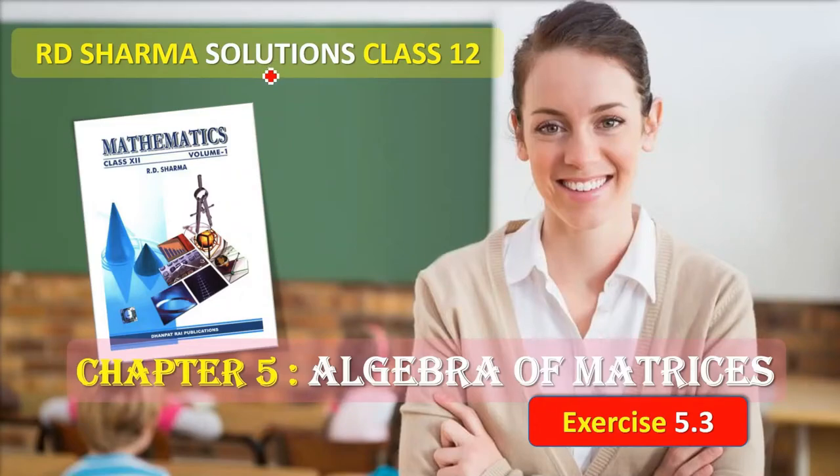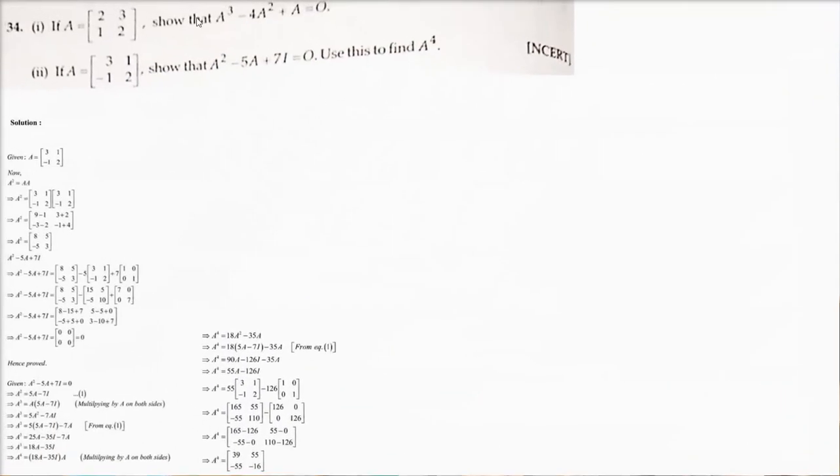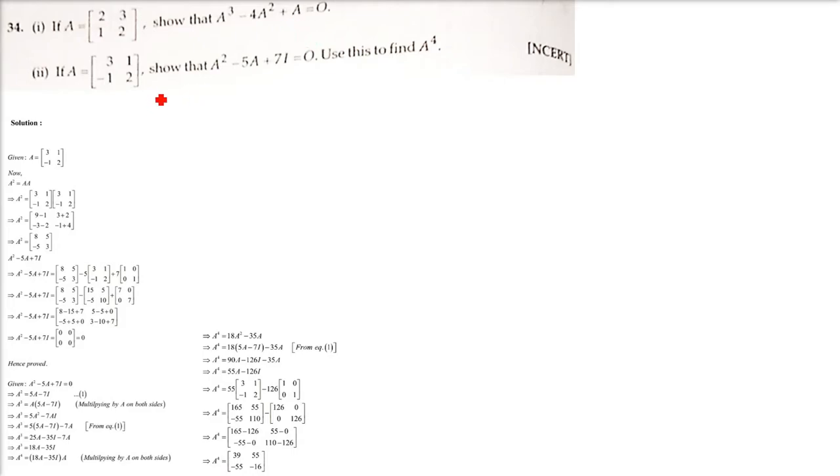This is R.D. Sharma solution class 12 chapter 5 Algebra of Matrices. Exercise is 5.3. So A is given, a cube minus 4a square plus a equals 0 or null matrix. Second one is A is this matrix and we have to find out a to the power 4.